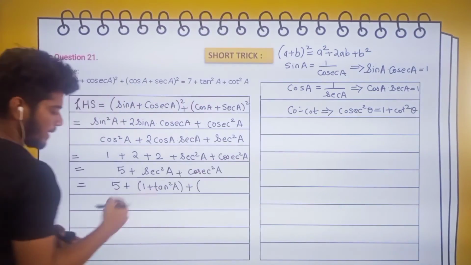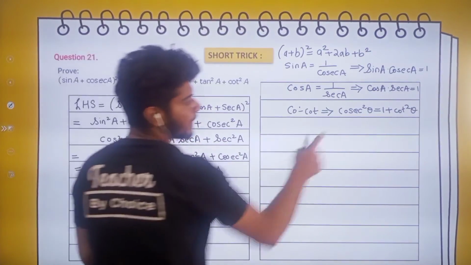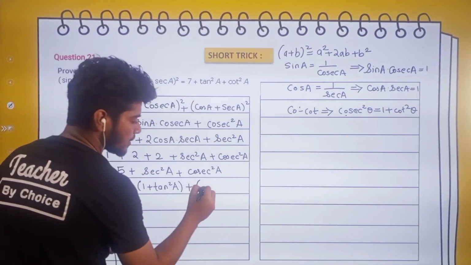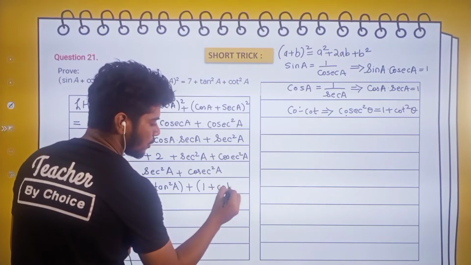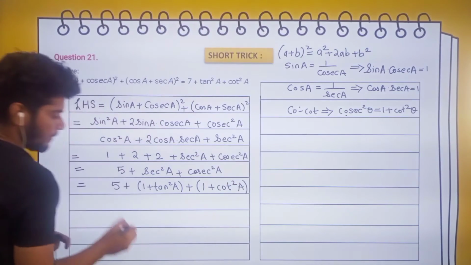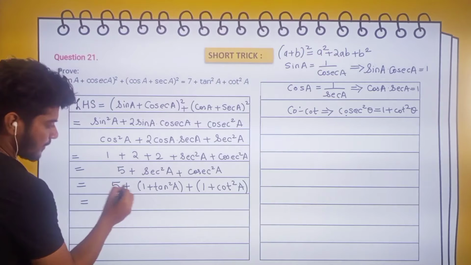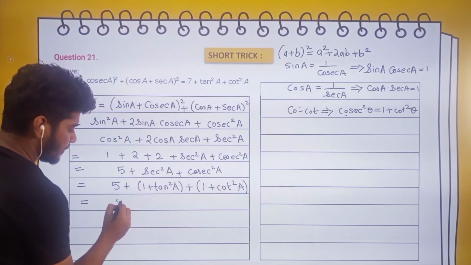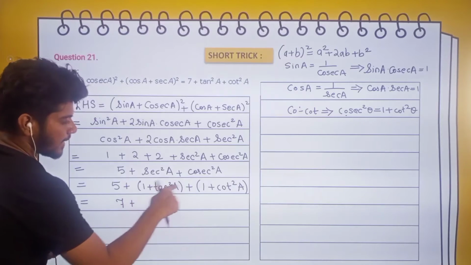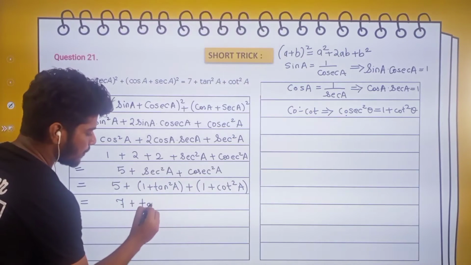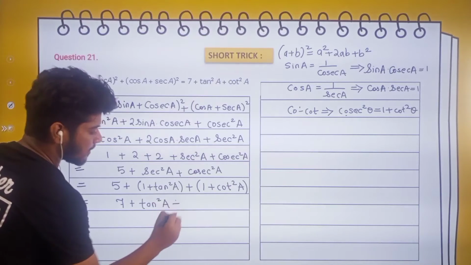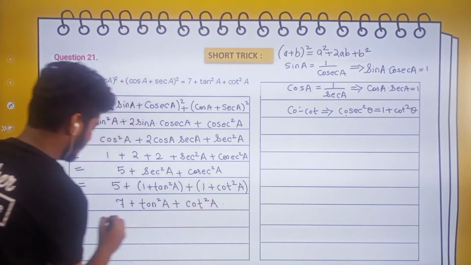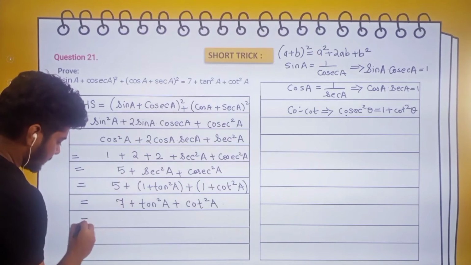Now we can simply put that value over here. In place of cosec square theta, can I say we can insert 1 plus cot square theta, 1 plus cot square A, right? Now how will we proceed? See, this is 5 plus 1 is 6, 6 plus 1 is 7, right? Plus tan square A plus cot square A. I hope you understood how we have done the sum. You can take the screenshot now. This is equal to your RHS part.